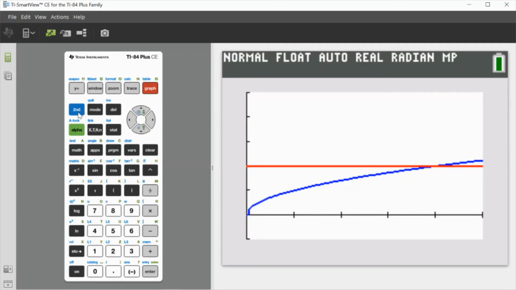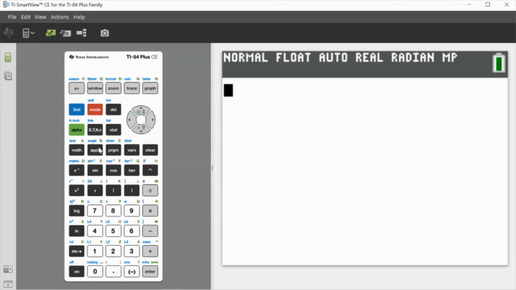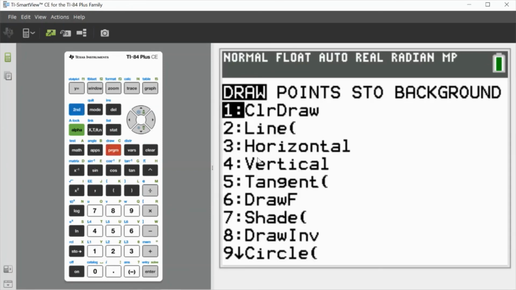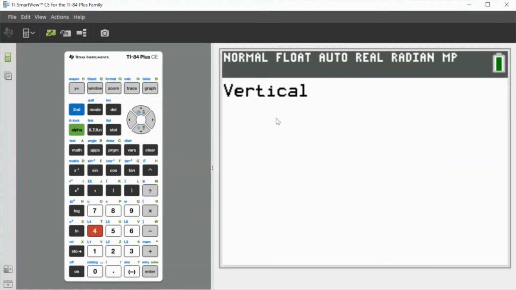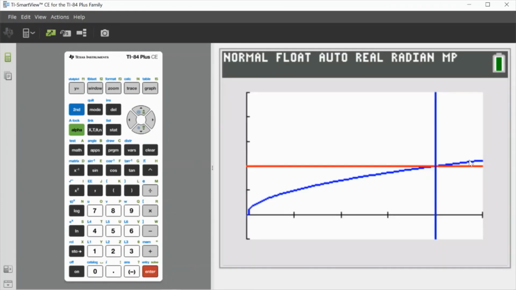So to get that x is equal to 4 line, I'm going to go back to my main screen. If you hit second and then the program button, there's actually a draw menu here. I know that's pretty small, but it says draw. And option number 4 on this draw menu is to draw a vertical line. So I'm going to choose option 4, and it says vertical. And then it just wants a value here. Where do you want me to draw a vertical line? And we want to draw a vertical line at x is equal to 4 because that's what we're going to revolve around. And now it puts in this line at x is equal to 4.